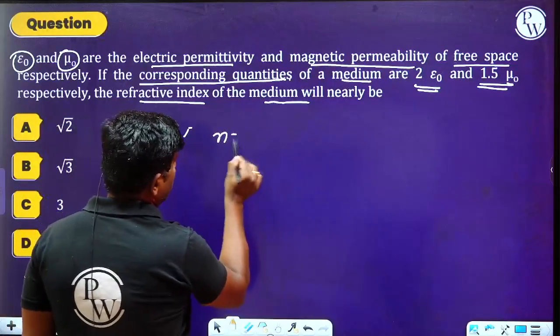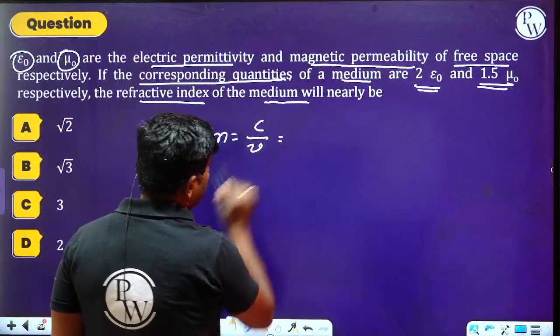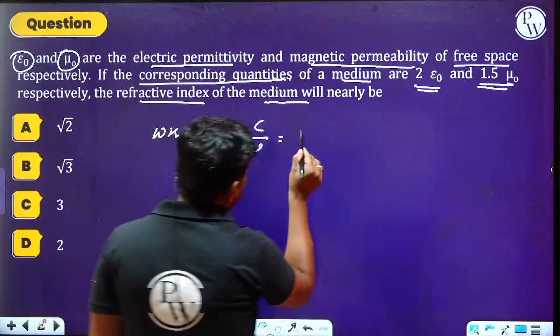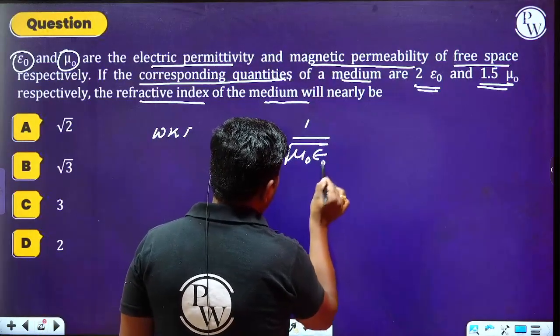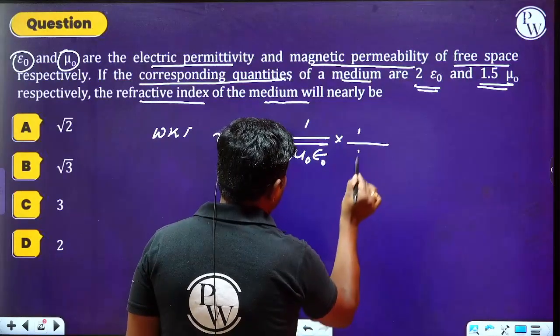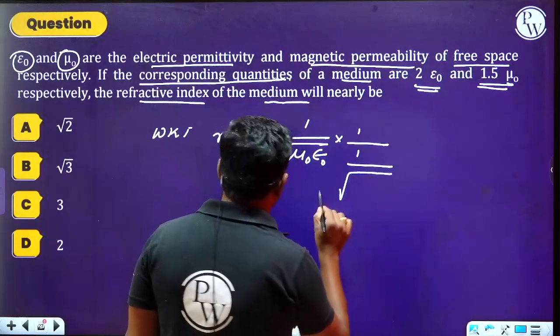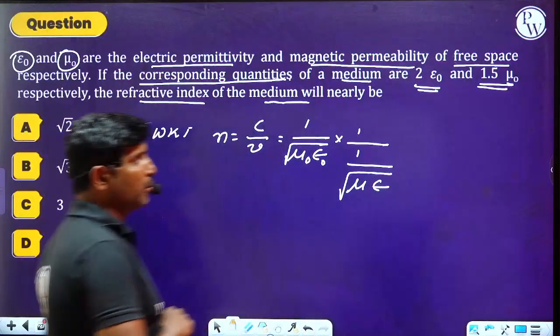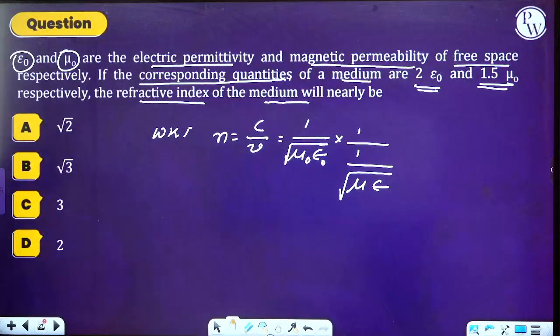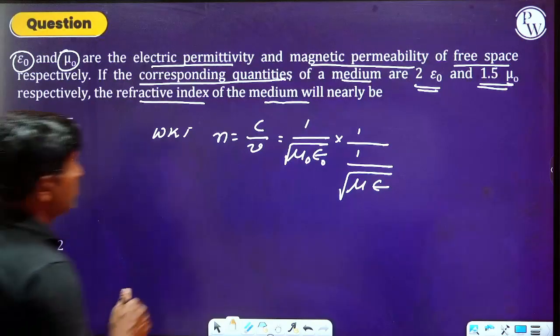We know the refractive index is equal to C by V. What is the C value? It is equal to 1 by root of mu naught into epsilon naught. What is the V value? V is 1 by root of mu into epsilon. Just substitute the values and simplify this, then definitely you will get the answer.